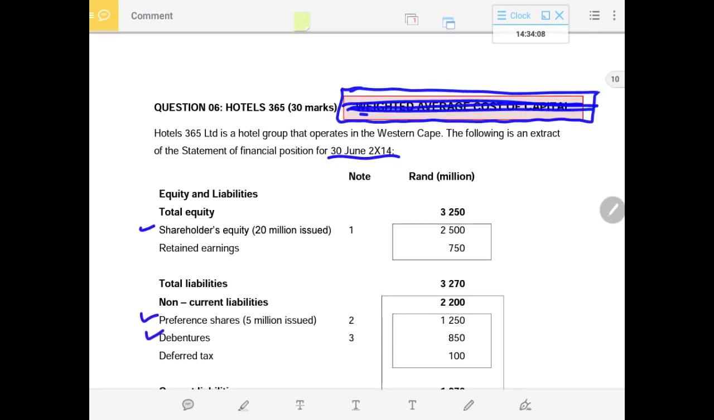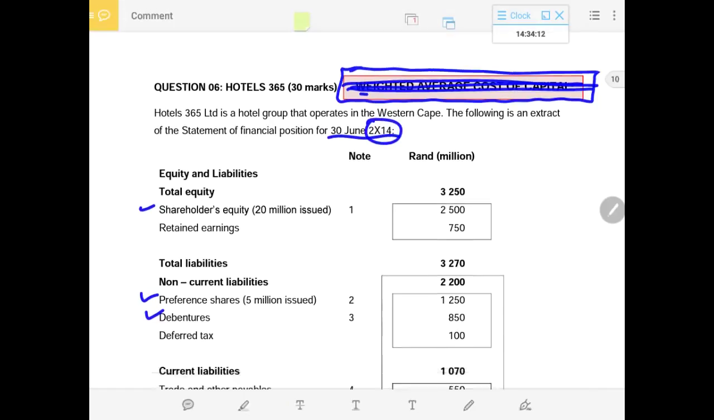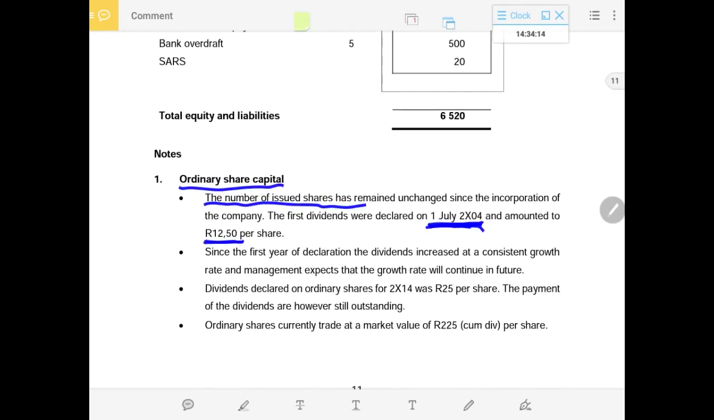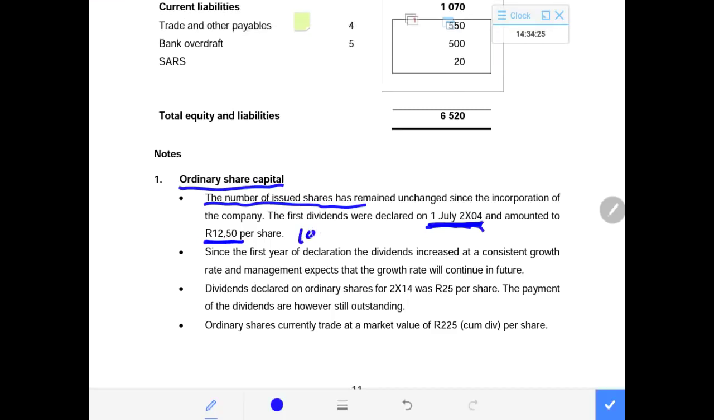Remember, we are no longer in the year 2004, but in the year 2014, so there is a 10-year difference between these periods. This will be 2005, 2006, up to 2014, so we have a total of 10 years. This is very important. These dividends were declared 10 years back, and we are 10 years down the line. I'll explain a little bit of this later when I'm completing the question and doing the WACC table.